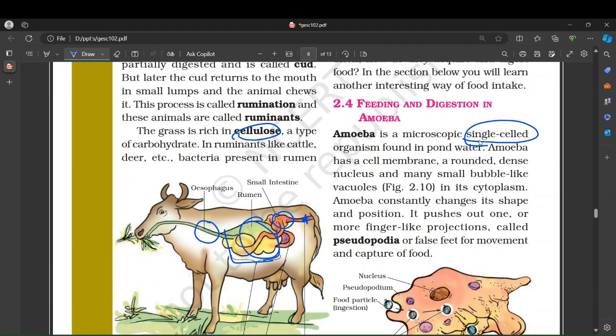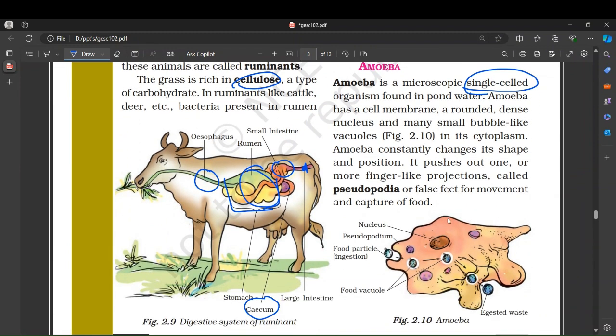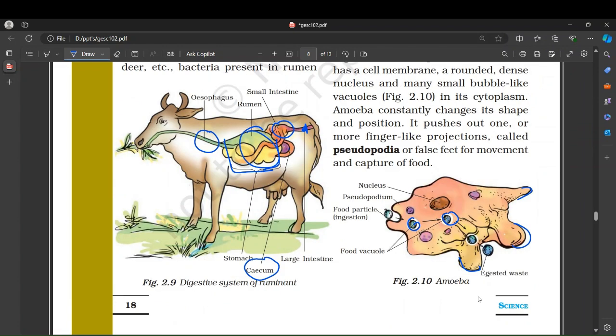You can see these are the vacuoles. This one, food vacuoles. Here how the food is going. And in its cytoplasm, amoeba constantly changes its shape. We know it doesn't have any particular shape. It always changes its shape and its position. It pushes out one or more finger-like projections called pseudopodia. These are called pseudopodia, these are the projections, or false feet, for movement and capture of food.